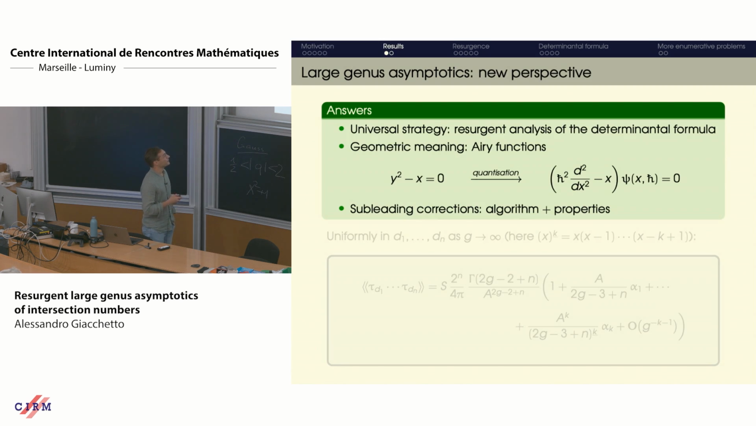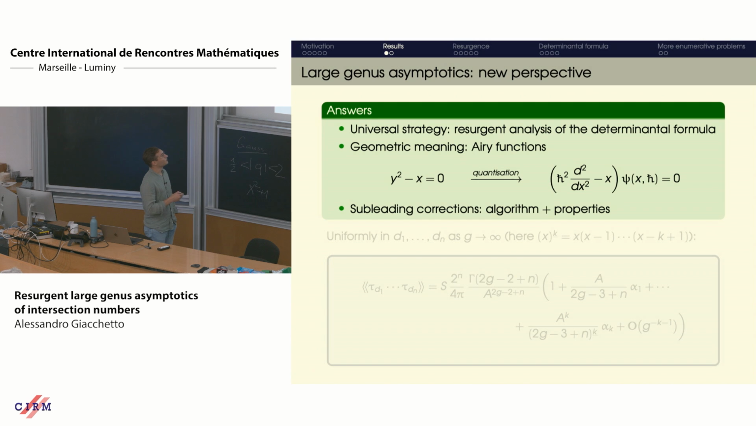And the answers that I want to give in today's talk is, well, first of all, we are going to propose a strategy that is somehow suitable for different enumerative problems. And this strategy will involve resurgence and the determinantal formula. So I will try to explain in the next slides what these two ingredients are.